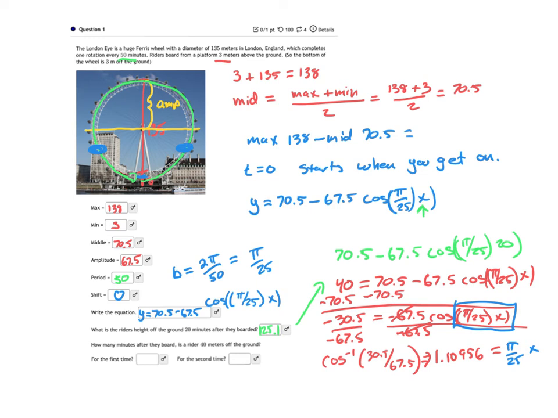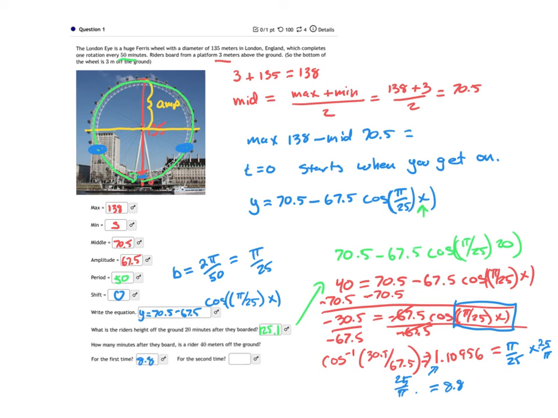So to solve this, I'm going to multiply by the reciprocal on both sides. So if I multiply both sides by 25 over pi, that will give me an answer of 8.8 when you round to the nearest tenth. So that's the first time.